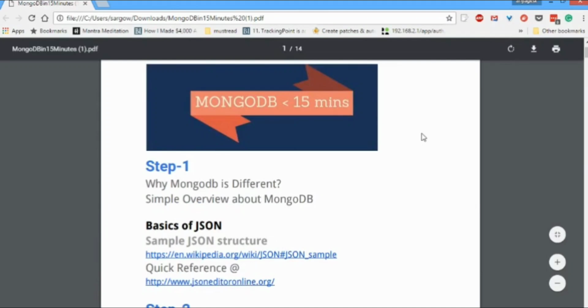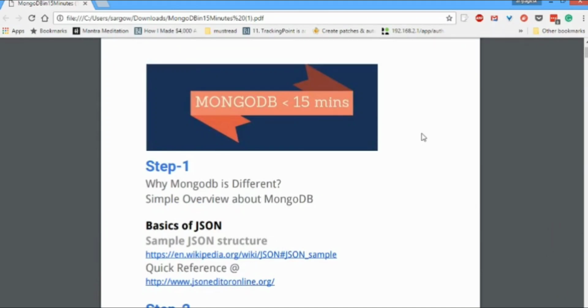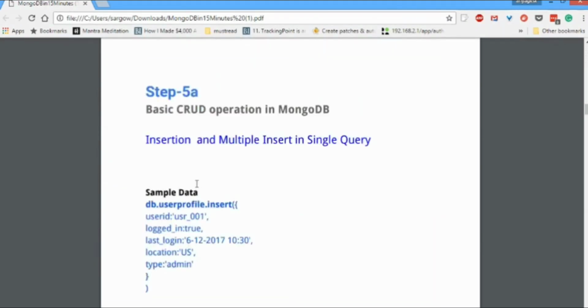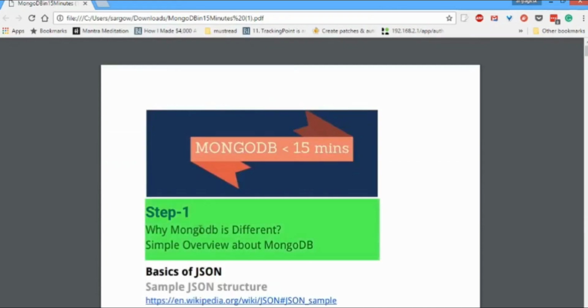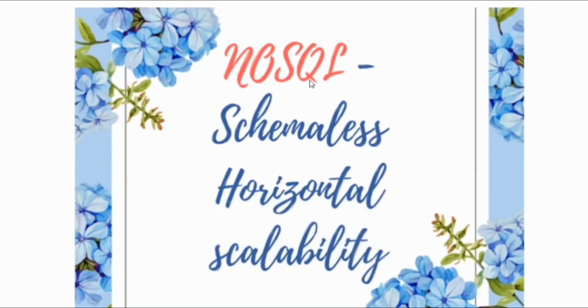So this is the PDF which is available in the resources section of this lecture. This has 11 steps. Each step has its own queries and examples. Step 1 is to learn why MongoDB is different and a simple overview about MongoDB. MongoDB is a NoSQL database. As you know, it's a leader.